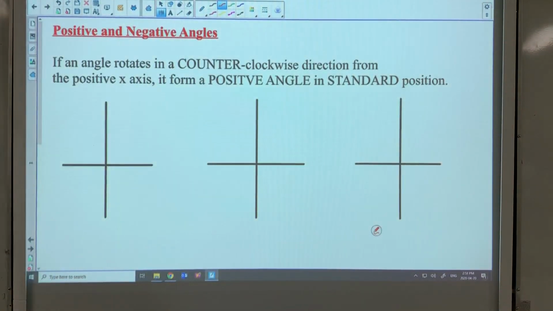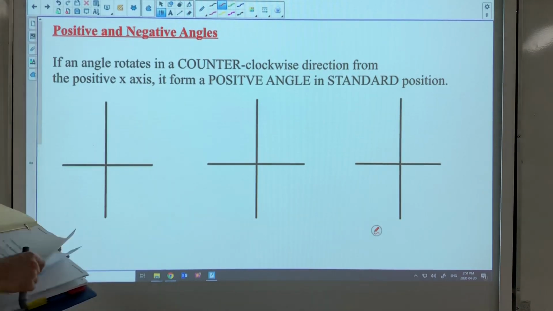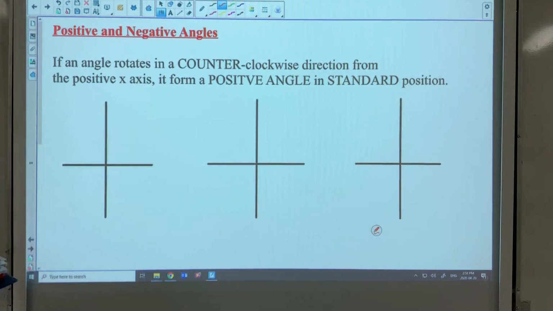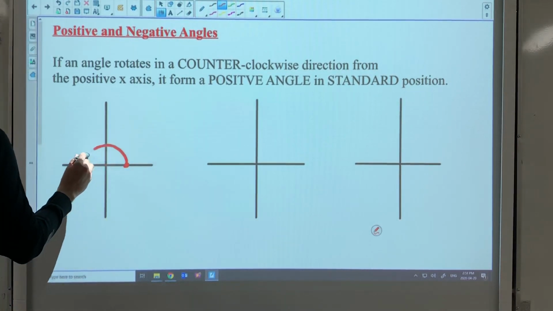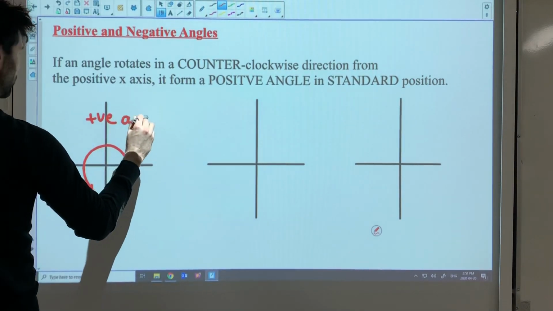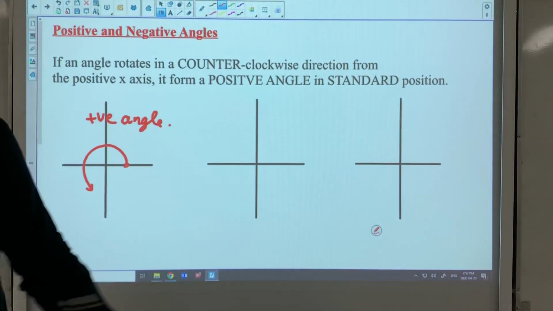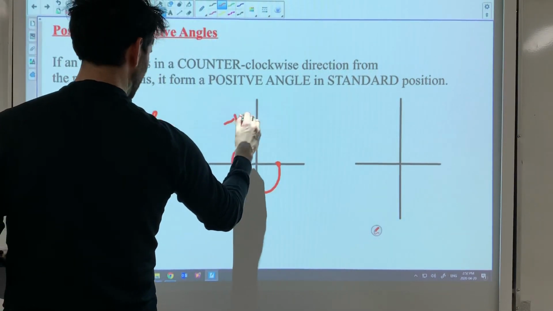Okay, here we are. Positive and negative angles. If an angle rotates in a counterclockwise direction from the positive axis, then we consider that to be positive. So if we start here and we're rotating this way, this is a positive angle. If we start here on the x-axis and we rotate that way, that is called a negative angle.